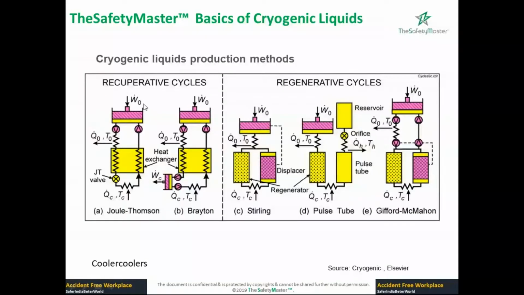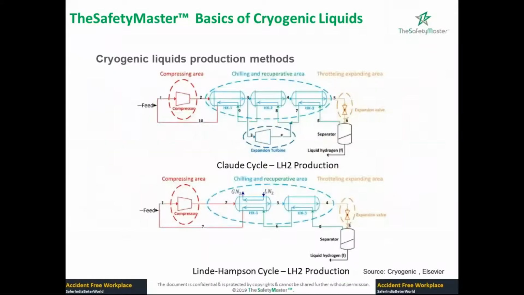Almost all air separation plants use this, including the production of liquid hydrogen and liquid helium, which use JT. I gave you two famous cycles, the Claude cycle and the Linde-Hampson cycle. Both are using JT. The only difference is that in the Claude cycle they're using an expander. There is no regenerative type of cooling done here. There is a heat exchanger.